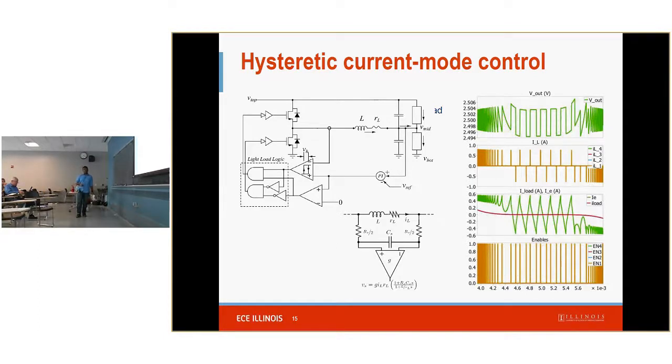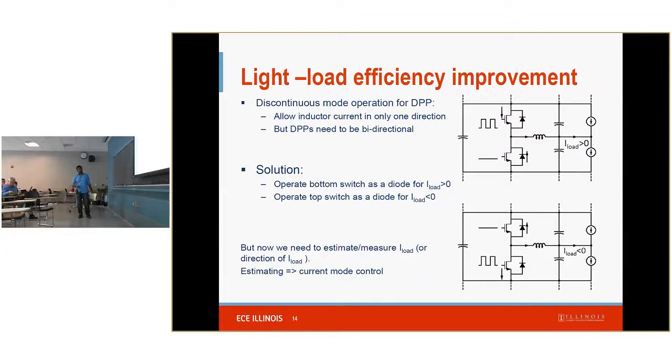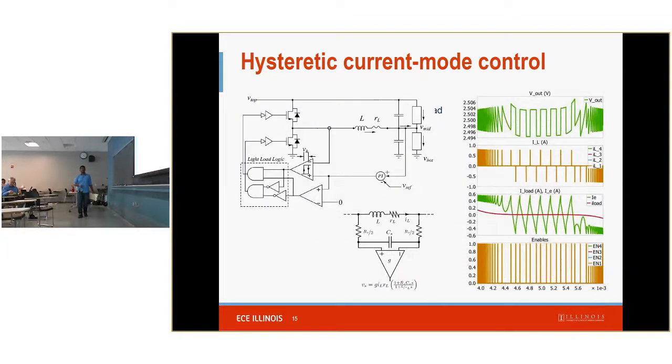Estimating the load current is better than measuring the load current because measurements can have errors, and I cannot tolerate any error if I have to have a proper zero current sensing of the load current over here. So what we do is we use current mode control, which generates an estimate of the load current that I'm going to need to balance the voltages. And depending on the direction or the sign of that estimated load current, I'm just going to operate this switch or this switch as a diode.